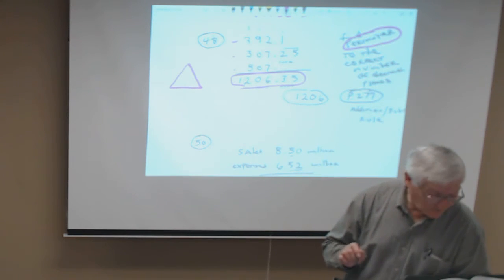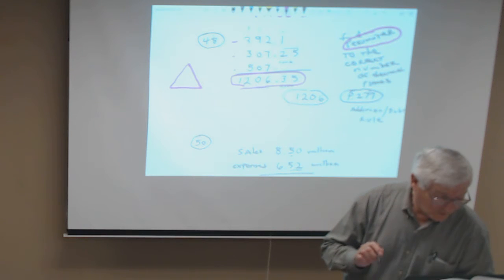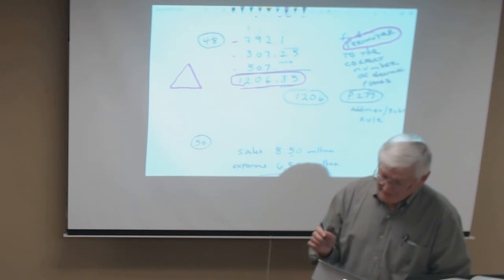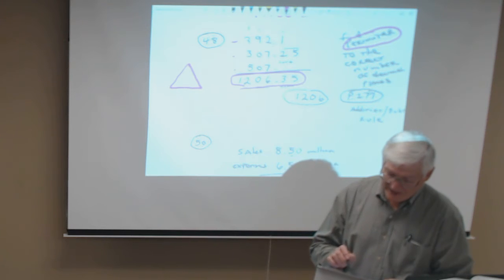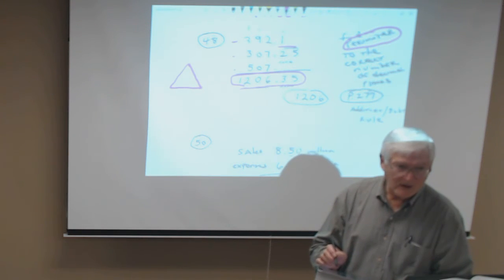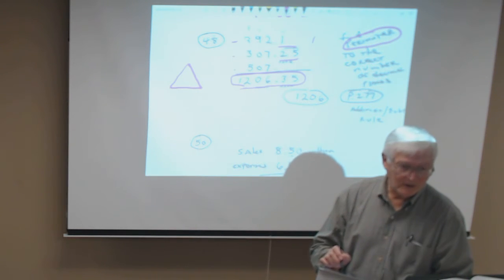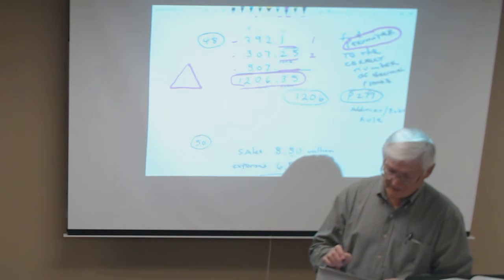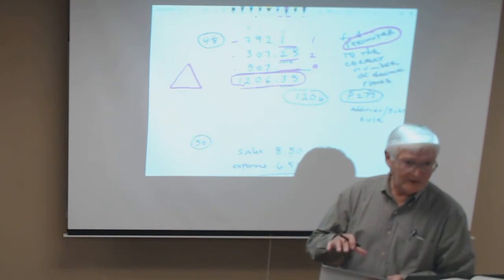But look what it says for problem 48: to the correct number of decimal places. Now, how many decimal places do I want in my answer? How many decimal places in this number? 1. How many decimal places in this number? 2. Everybody follow that? How many decimal places in this number? 0. Everybody follow what I'm doing?